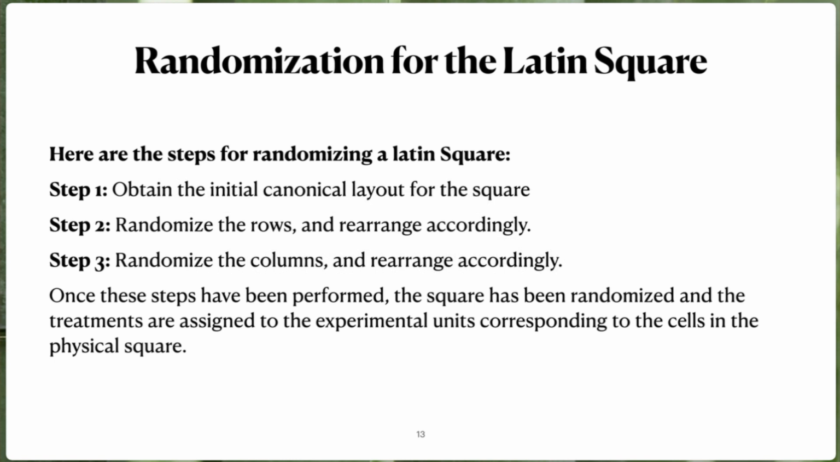So here are the steps for producing a randomization for a Latin square. The first step, step 1, obtain the initial canonical layout for the square. Well, that's the layout that we just looked at. The second step is to randomize the rows and then to rearrange them accordingly. Once we've done that, the next step is to randomize the columns and to rearrange the columns accordingly. Once we've done these steps, the square has been randomized and the treatments are assigned to the experimental units corresponding to the cells in the physical square itself.